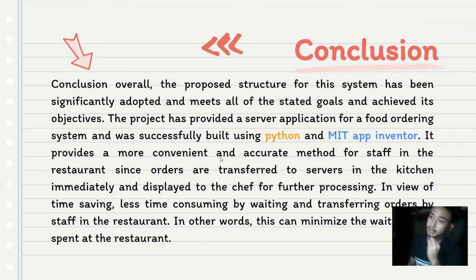So, in conclusion, the proposed structure of this system has been significantly adopted and meets all of the stated goals and achieves its objectives. The project has provided a serve application for a good ordering system and was successfully built using Python and MIT App Inventor. It provides a more convenient and accurate method for staff in the restaurant, since orders are transferred to the kitchen immediately and displayed to the chef for further processing.